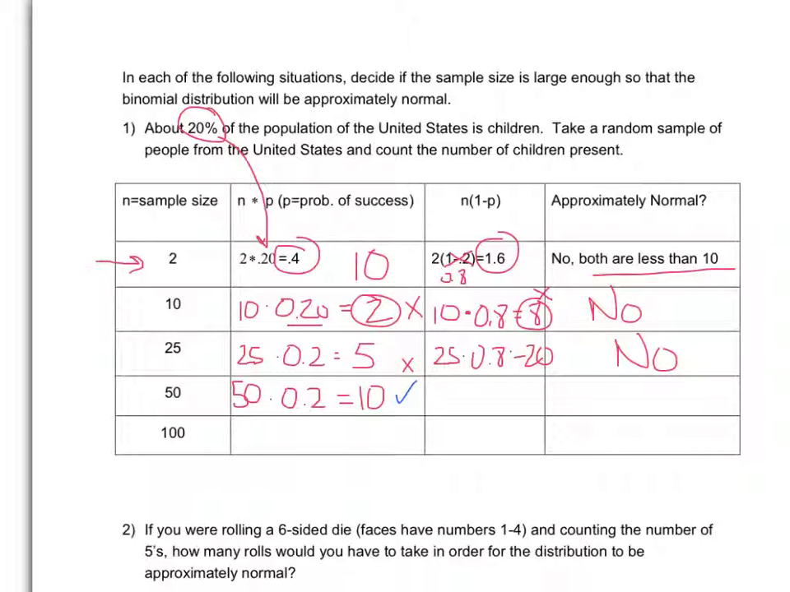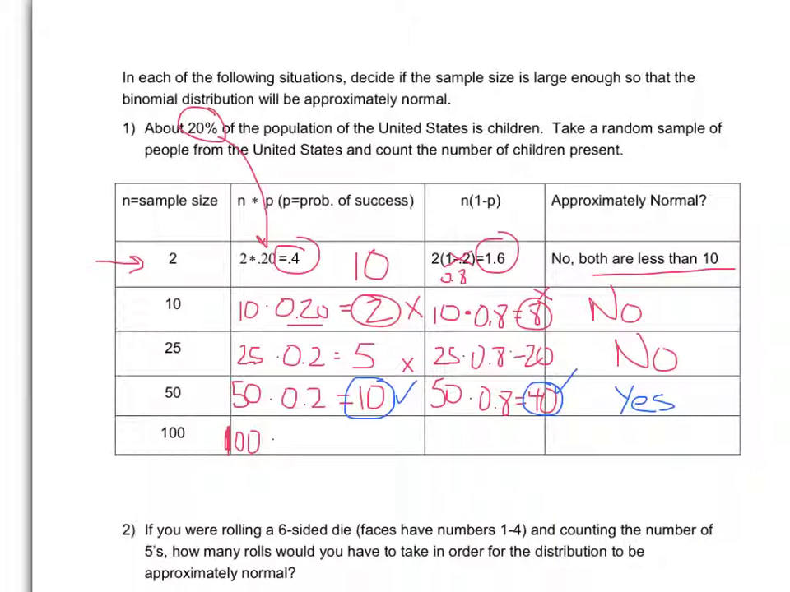And then you take the 50, multiply it by 0.8, and we get 40. So, cool. The rule of 10 works here. So is there enough for this to be approximately normal? Yes, because we're at least 10. So 10 would be acceptable here, by the way. And then here we're more than 10, so that's good. And of course, if we upped it to 100, I'm pretty sure we'd be in good shape here.